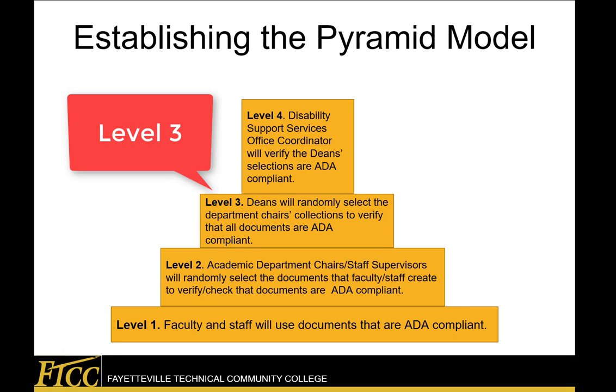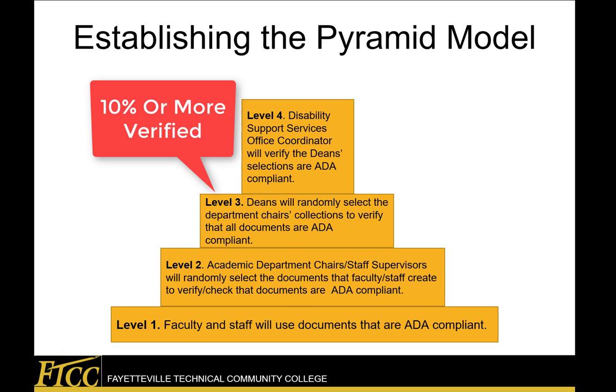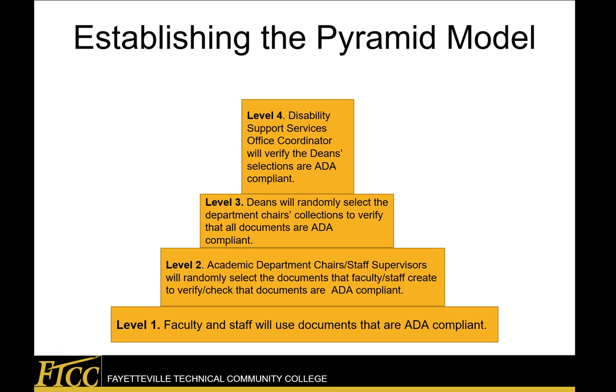Level 3. 10% of the department chair selections will be compliance checked by the dean of the program. On this level, the department dean may choose to check more than 10% of the courses for compliance standards.